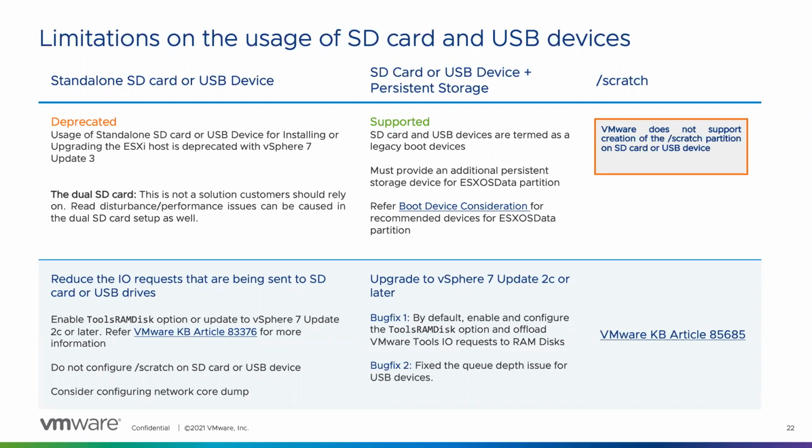When it comes to the scratch, VMware does not support creation of a scratch partition on an SD card or USB drive. In fact, when you install an ESXi host on an SD card or USB drive, the installer doesn't create a scratch partition on it. The only way to create one is either via some automated way of host profile, or by manually creating those partitions on the SD card or USB drive.